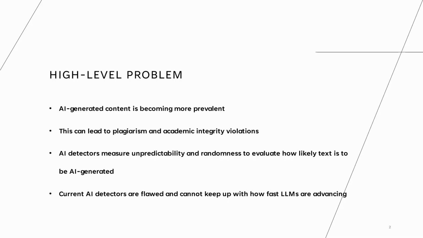However, current detectors are flawed, and they can present false positives and cannot keep up with how fast LLMs are advancing. Because of this, AI detectors cannot be used reliably, and institutions need other ways to identify AI-generated text.